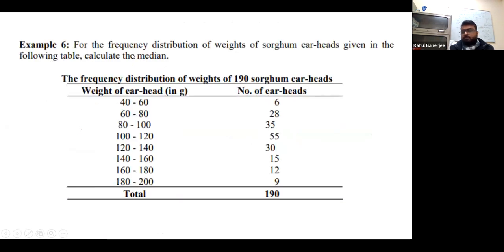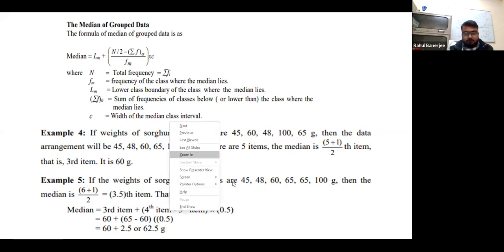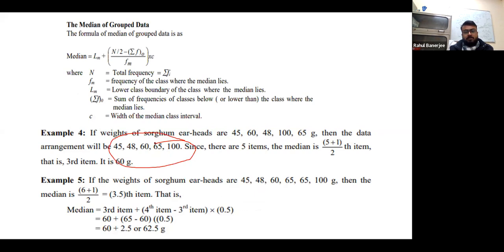But before we go to the formula for grouped frequency, let us see an example where it is ungrouped. Suppose the weights of sorghum earheads are 45, 60, 48, 100 and 65 grams. Now what we need to do is first arrange them in ascending order. So you see, this is the arrangement in ascending order, right?